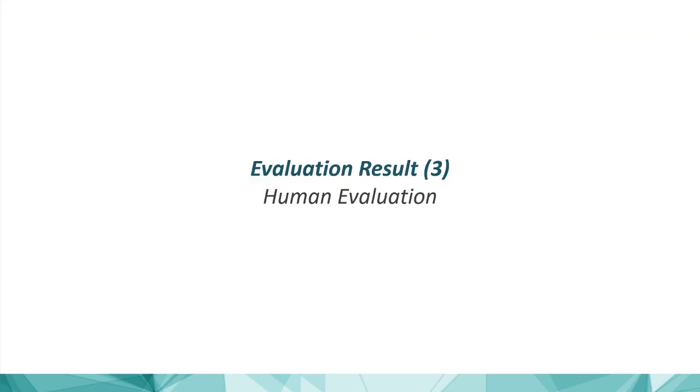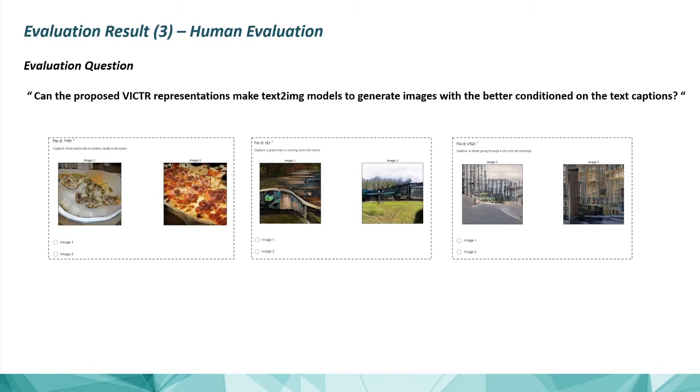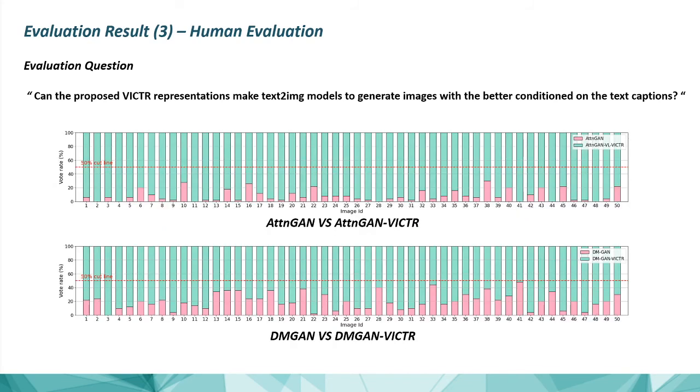Now let's move on to the human evaluation result. We conducted a human evaluation with 50 participants of different backgrounds, NLP, non-NLP, undergraduate, and postgraduate, to evaluate the consistency between generated images and captions. The result shows that all three SOTA models with our proposed VICTR got a significantly higher overall vote rate than the corresponding original baseline models. So you can see the green color bars, right?